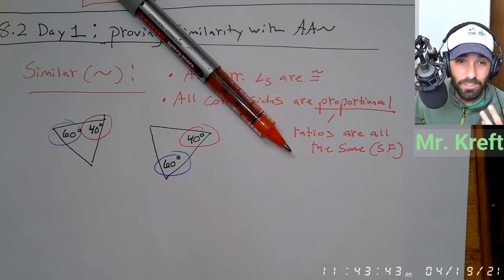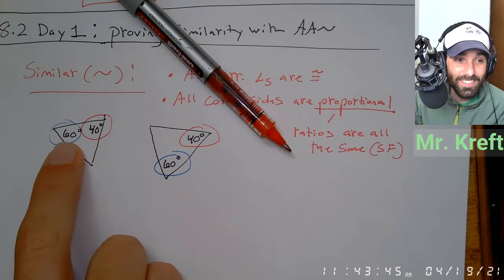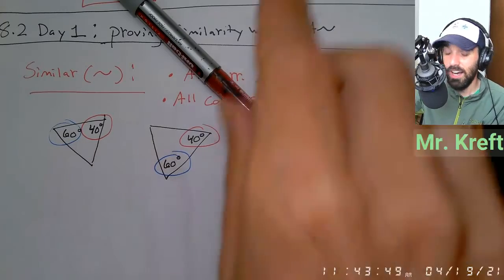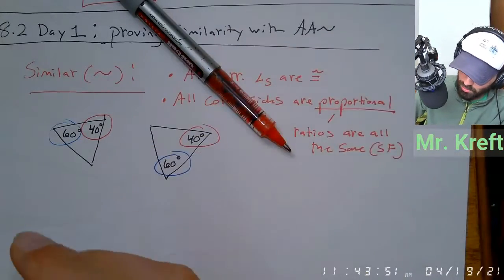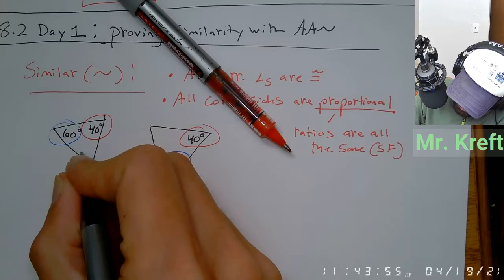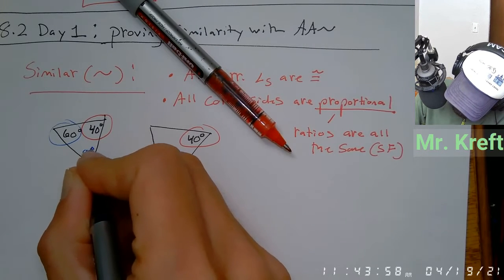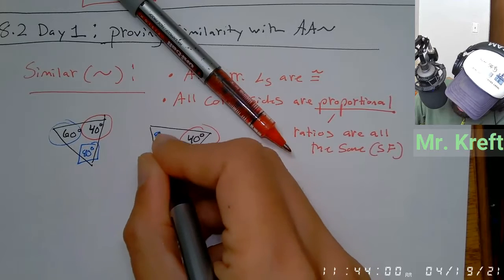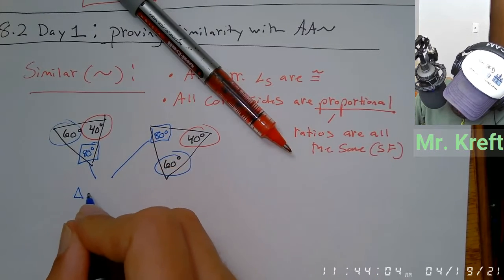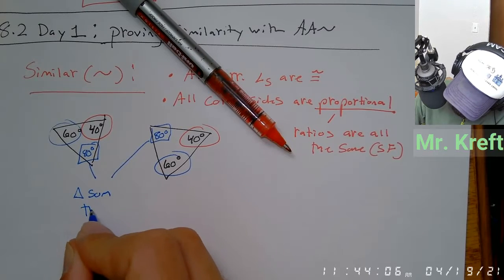So the AA similarity is a shortcut because if this is 60 and this is 40, 60 plus 40 is 100. So then what plus 100 gives me 180? So this would have to be 80 degrees. This would have to be 80 degrees because of the triangle sum theorem.